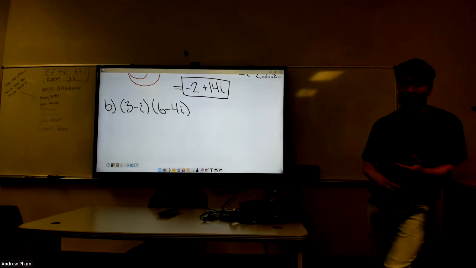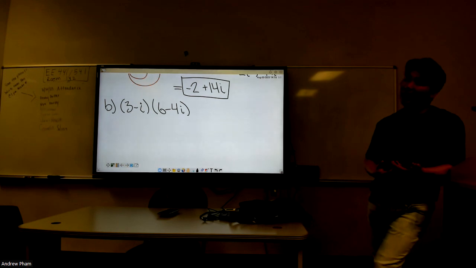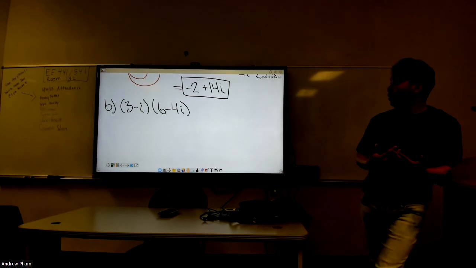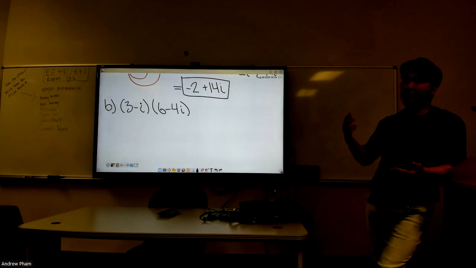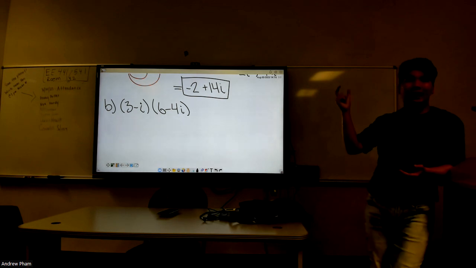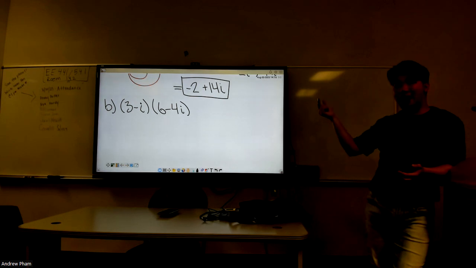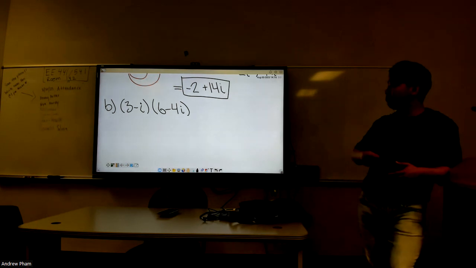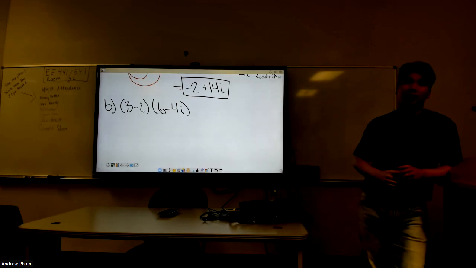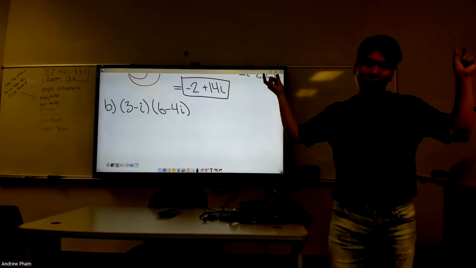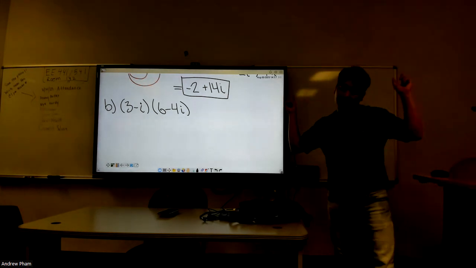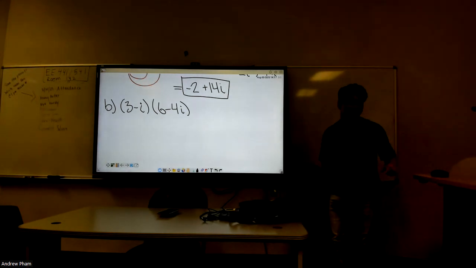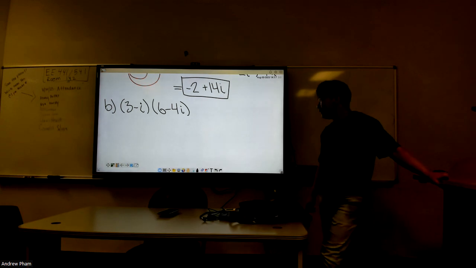So I have (3 - i) times (6 - 4i). The first thing I will note here is that I have two numbers, and each number has two parts. 3 - i has two parts, the 3 and then the -i. The second number, 6 - 4i, also has two parts, 6 and then -4i. So I'm multiplying two binomials. Remember, binomial basically means it has two parts. So I do need to use my little FOIL phrase here.